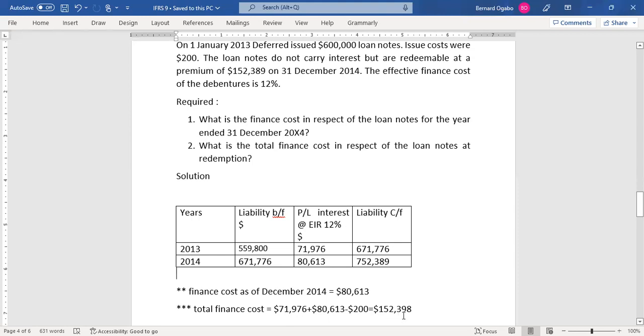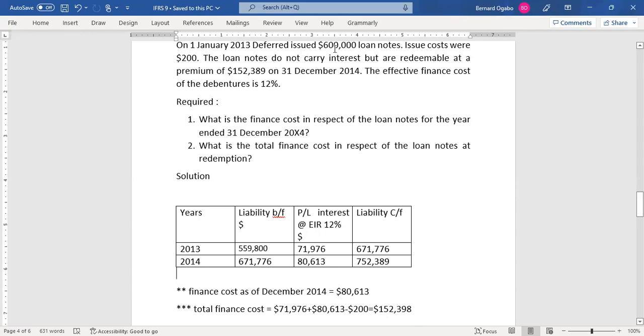and that brings me back to 152,389. I want to say something before you go: if this question did not have an effective interest rate but had a par value interest rate, a nominal interest rate, then instead of subtracting the issue cost from the addition of year 1 and year 2, we also add it. In that case, we're going to have 152,589.